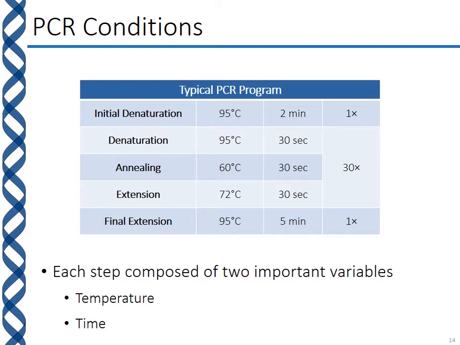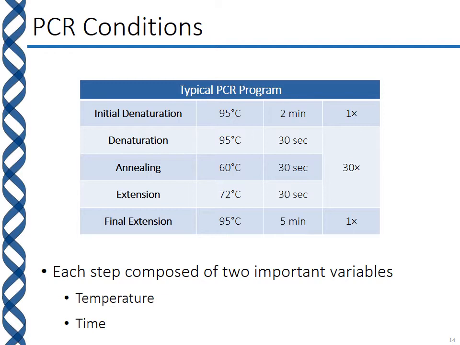I alluded to some of these conditions in the animated slide of PCR, but let's take a closer look at them now. A typical PCR program, in addition to the 3-step cycle that is repeated, typically has an initial denaturation stage at the beginning. In this particular case, we have a temperature of 95 degrees for 2 minutes. That can range anywhere between 1 minute to 5 minutes, or even shorter possibly, depending on your particular situation and your needs. But that is typically only run once, hence the 1x.